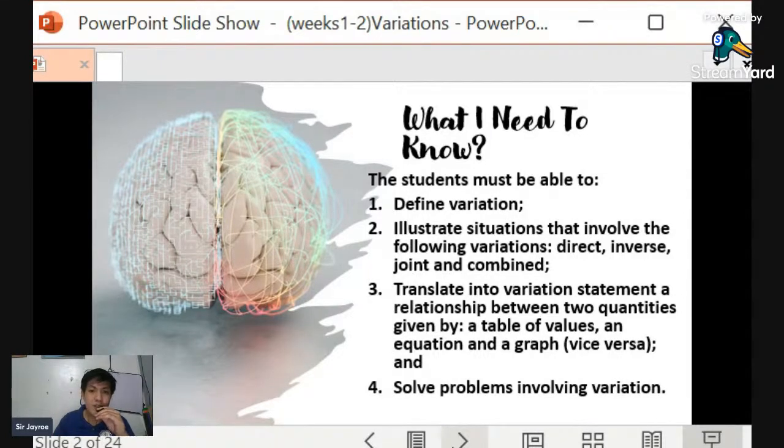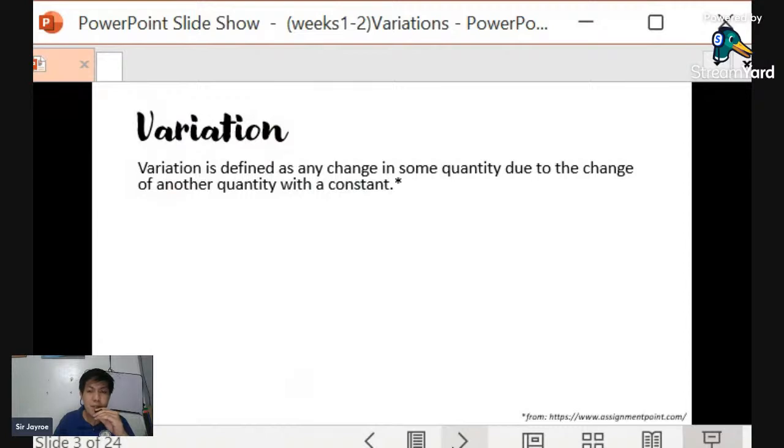So let's continue. So ano ba ibig sabihin ng variation? Okay? So kinuha natin to from assignmentpoint.com. So ito pong definition na to ay from that website. Variation is defined as any change in some quantity due to the change of another quantity with a constant. So pag binasa nyo, yung word na binabanggit dyan is change.